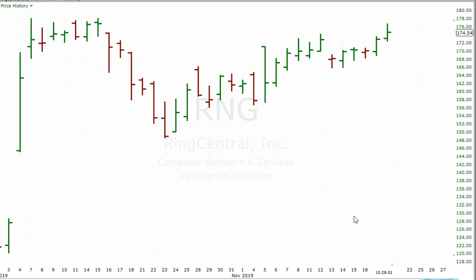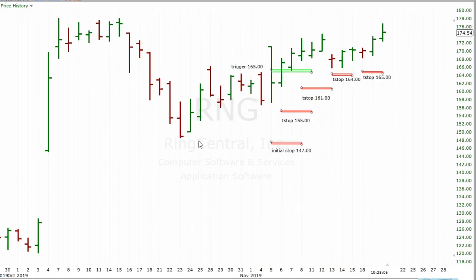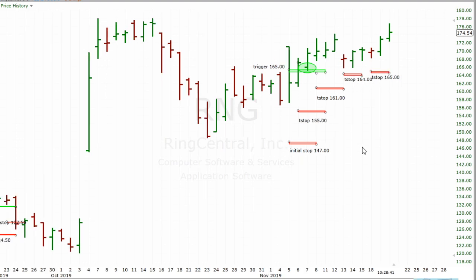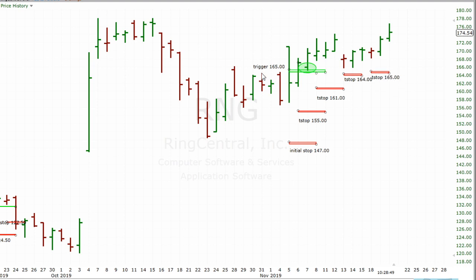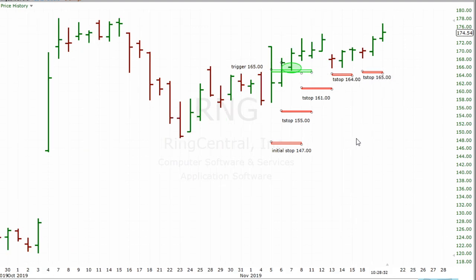So now let's move on down the list. RNG looking pretty good here. You can see that trailing stop has been ratcheting up to a pretty good spot. There's the trigger day. It would have been available to get in right around the trigger price. Right now, as we speak, the trailing stop has made it all the way up to the exact trigger price. And that's basically what you want to see, right? Once the trailing stop has ratcheted up to break even, then everything's good, right? No risk in the trade.